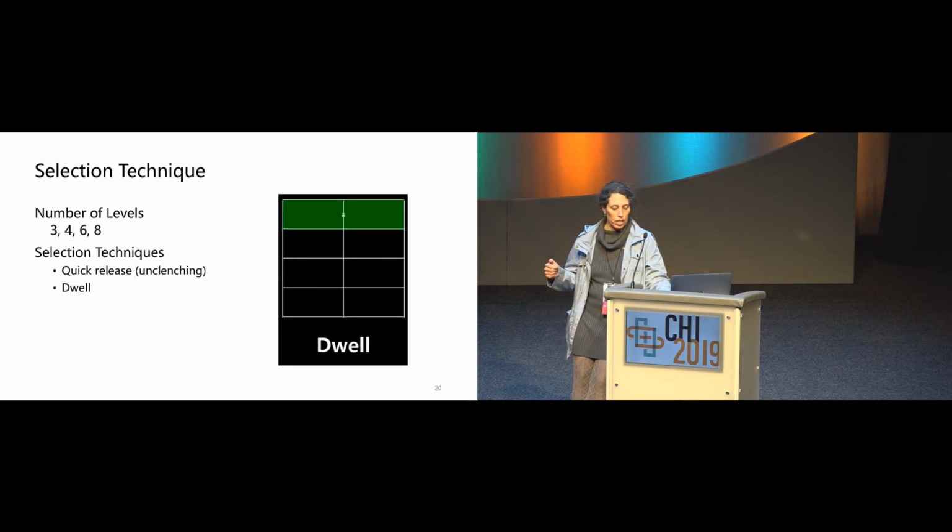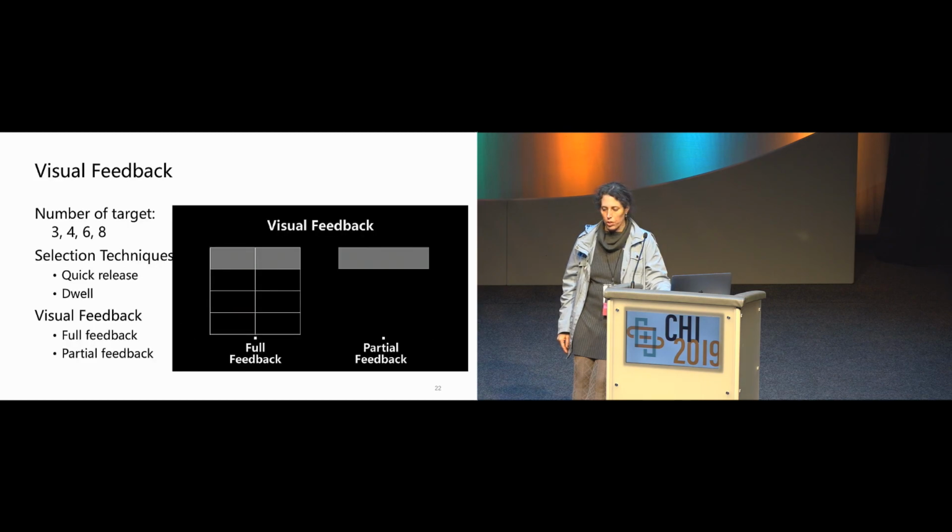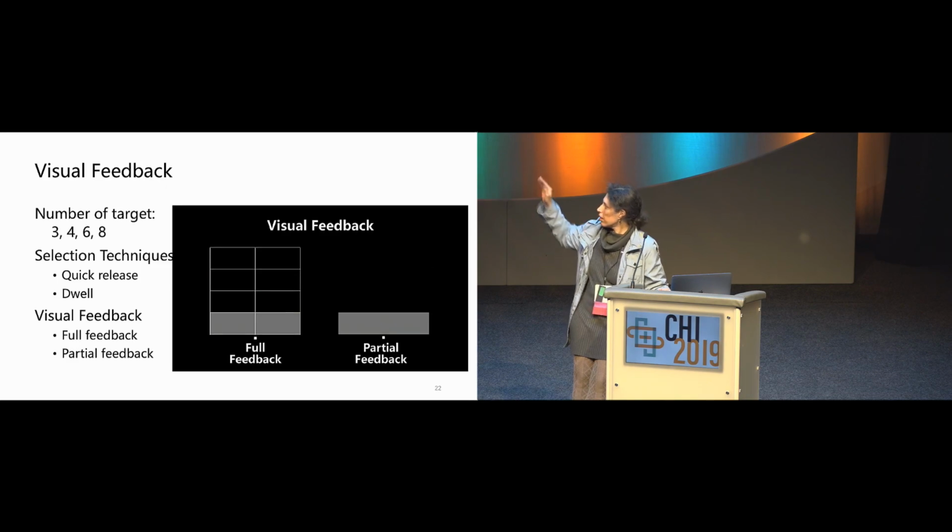And we also, I'm not going to talk about it today, but you can look in the paper, we did a version where a keyboard key was used, what we called button, in order to end the selection. And then we also explored two different forms of visual feedback. So the first is full feedback, and you can see it here on the left.